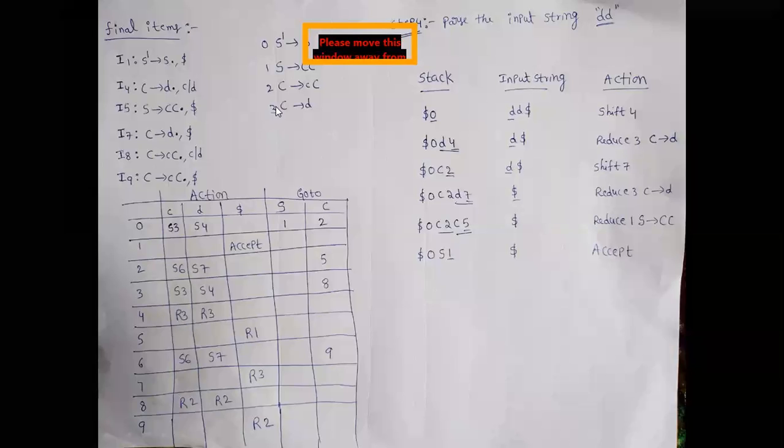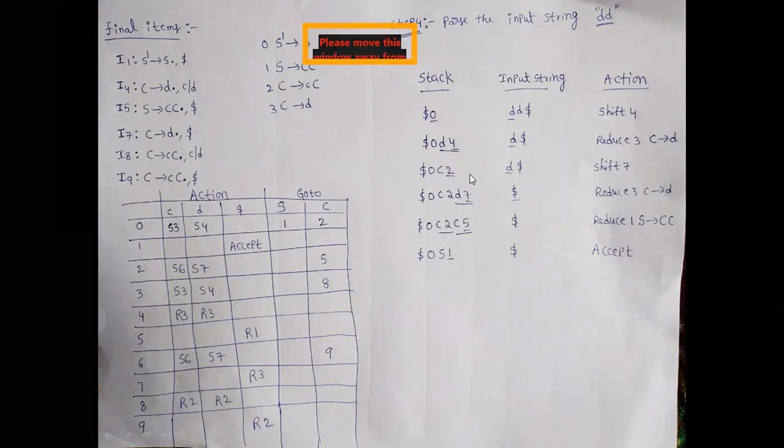So what is the number 3? C is production with small d. So in the right hand side we have only one symbol. Then we have to pop topmost 2 elements. So then pop d and 4 we are popping. Then the stack becomes $0. Then in the left hand side we have a non-terminal capital C. Then add that one. So here 0C. So 0 capital C, we have a number 2. Then we are adding 2.